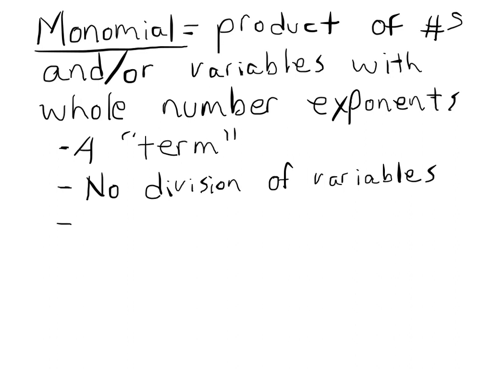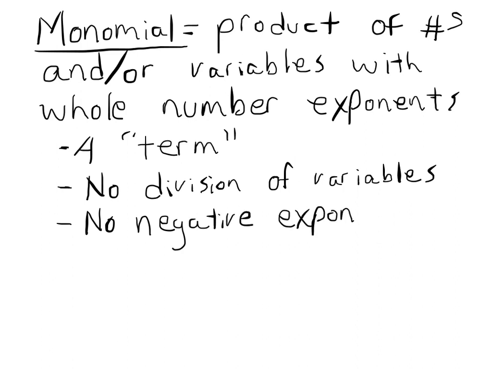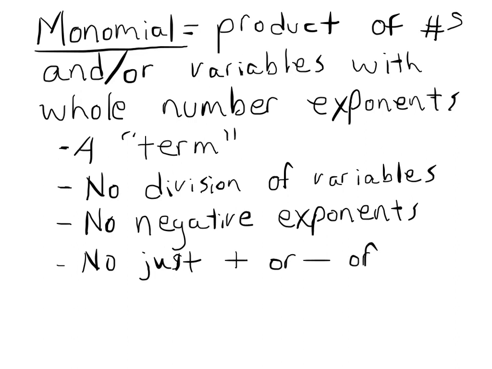Number 2 is no negative exponents. Again, we'll go over some examples, but no negative exponents. Third rule that we oftentimes see, again, these are things that make it not a monomial anymore, is no just addition or subtraction of variables. Okay, no just addition or subtraction of variables.